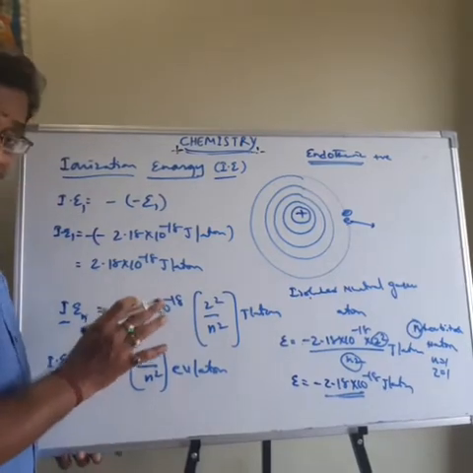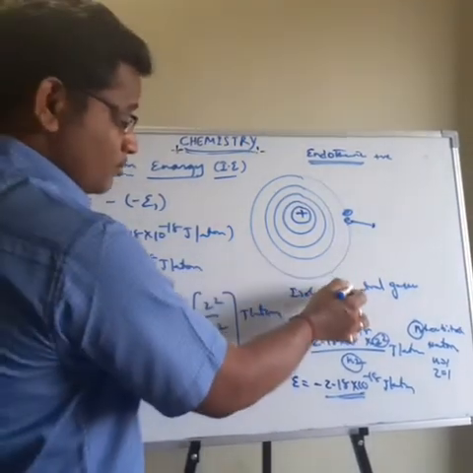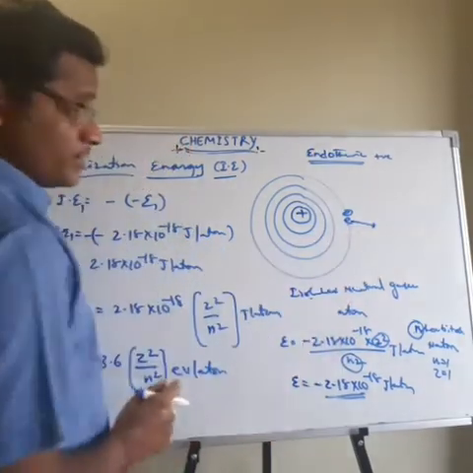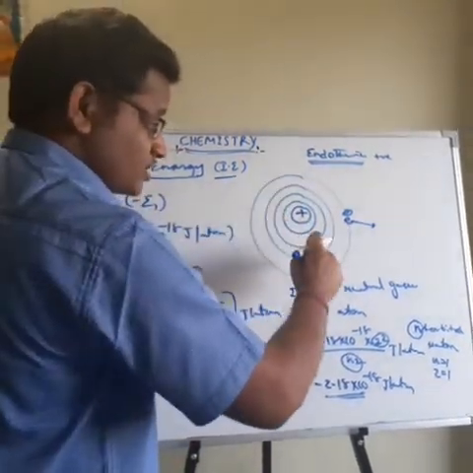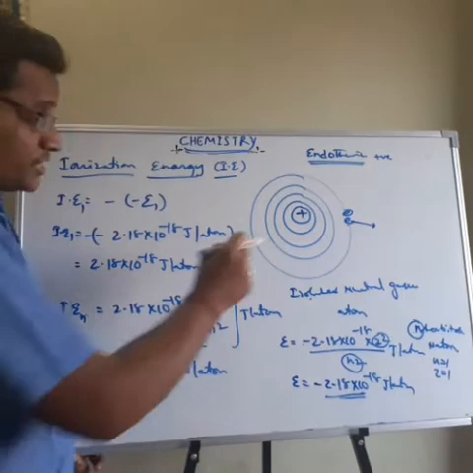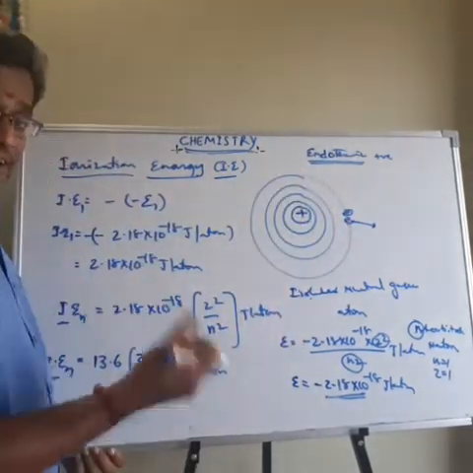So you have to remember once again, ionization energy means the minimum amount of energy required to remove the electron from the valence shell of an isolated neutral gas atom. That is ionization energy. It is always an endothermic process because energy is required.